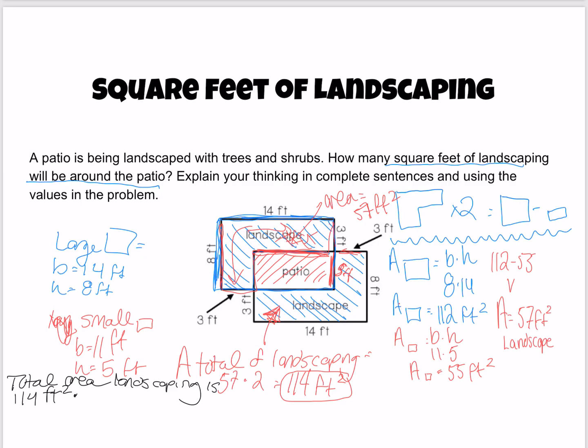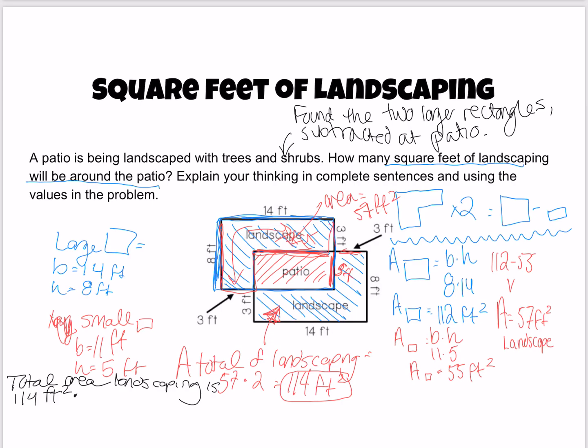For how we can explain it, I'll continue up here because I've kind of run out of room, but I'm just going to say I found the two larger rectangles, subtracted out the middle. And then once you found the area of one, I multiplied it by 2 so that I could get both landscaping areas.